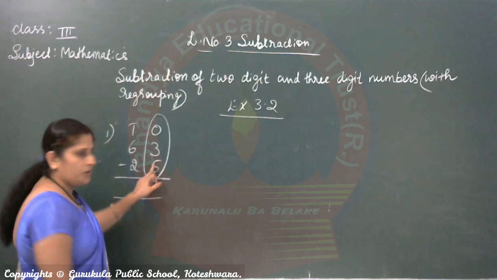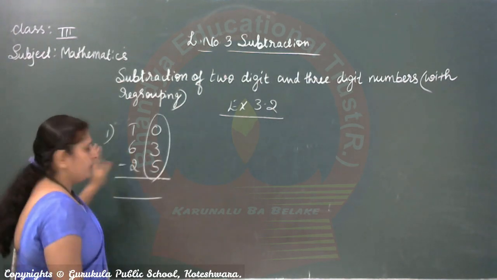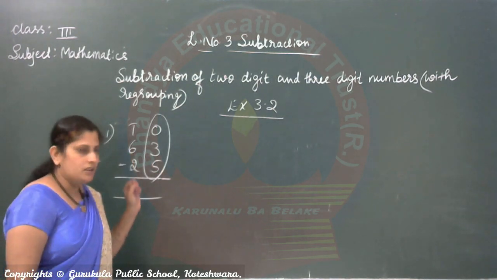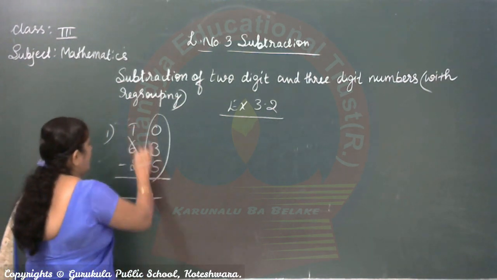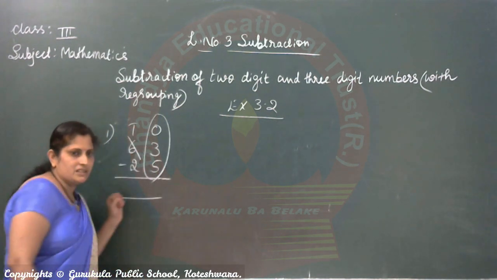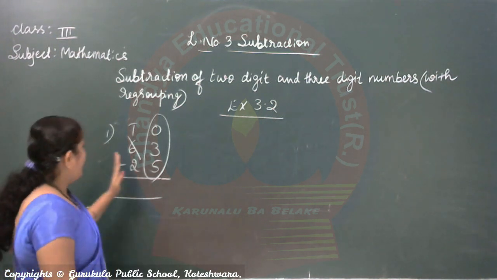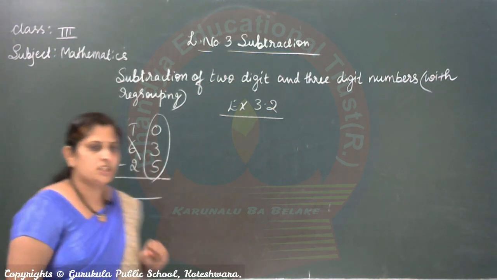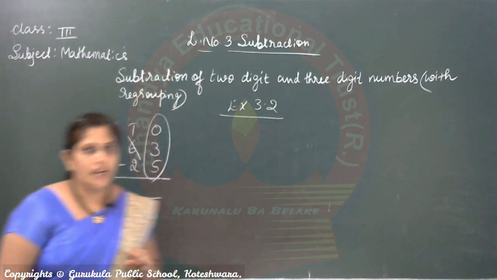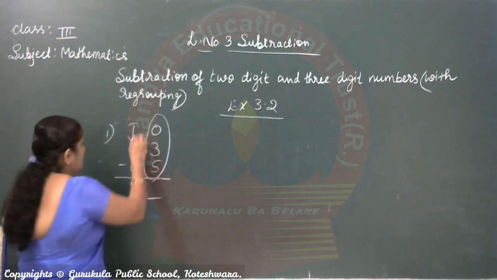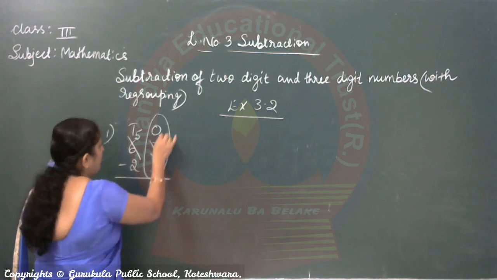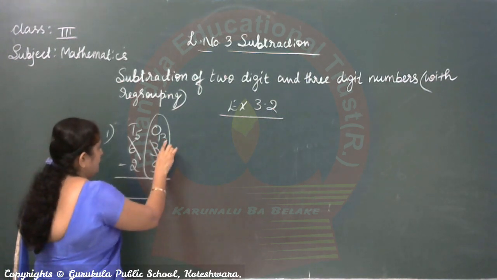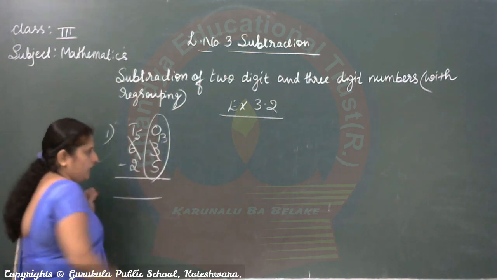What do we have to do? We have to borrow from the tens place. Here 6 tens were there. If we take 1 ten, how much is remaining? 5 tens. So this will now become 13. 3 was there, and 1 ten we took, so 10 plus 3 is 13.